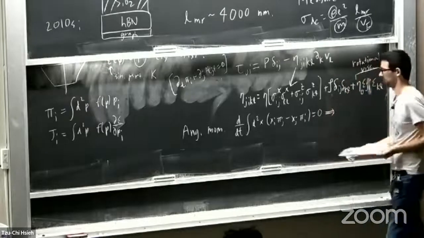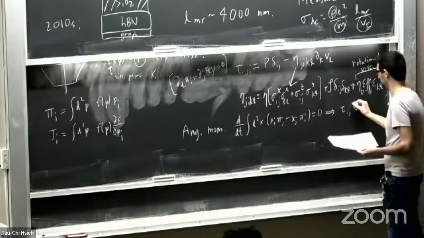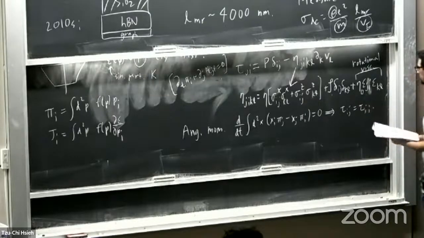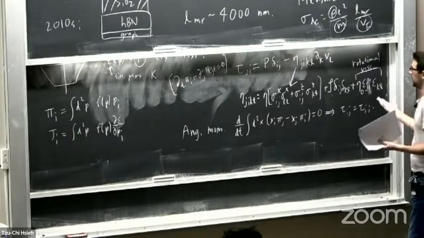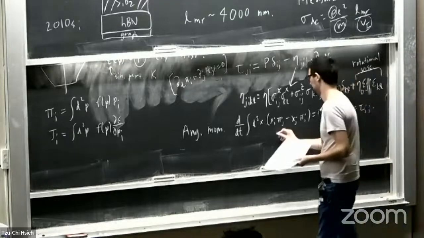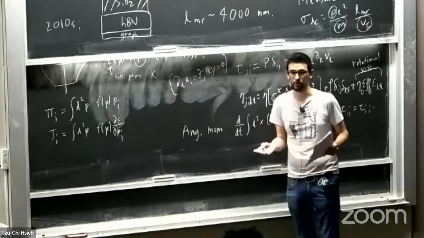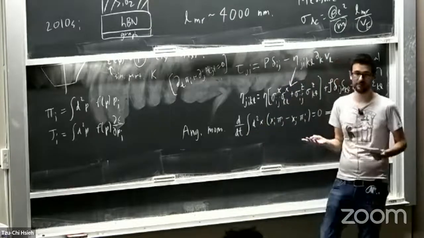And after a couple lines of algebra, this tells you that you want your stress tensor to be symmetric. And it's this constraint that forbids rotational viscous flow in classical liquids, like air. However, in this electronic setting, there's no reason for this rotational viscosity to vanish. And in fact, you can do quantum kinetic calculations and you find this term is not zero.